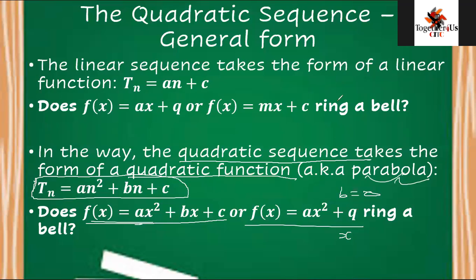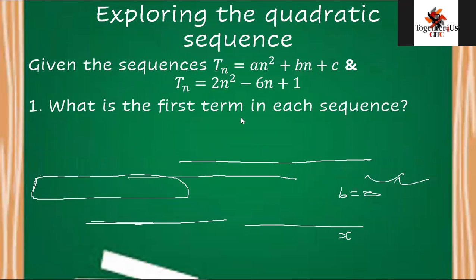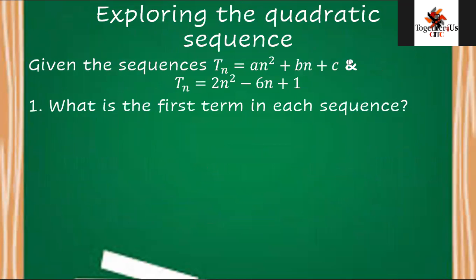Let's move on. So we want to further explore the quadratic function, and I will start with this. I have told you already that this quadratic sequence has this general form Tn equals an squared plus bn plus c, and Tn is 2n squared minus 6n plus 1. We've given 2n squared minus 6n plus 1. This is just the general form. Remember that. General. This one is now specific. You have a particular sequence.